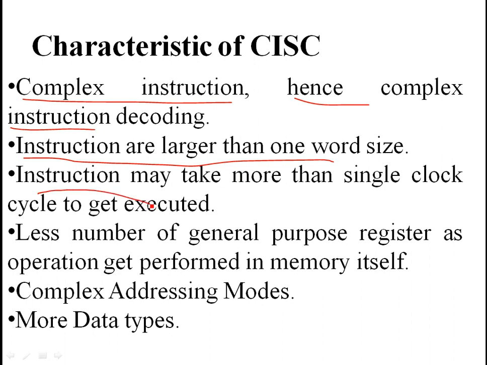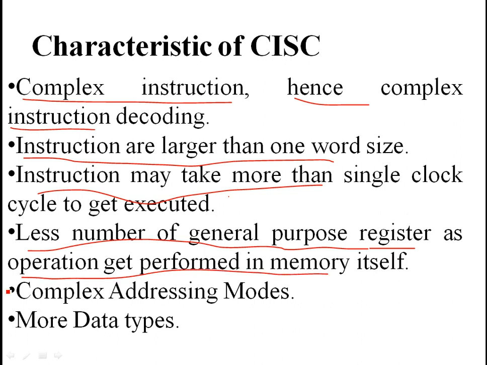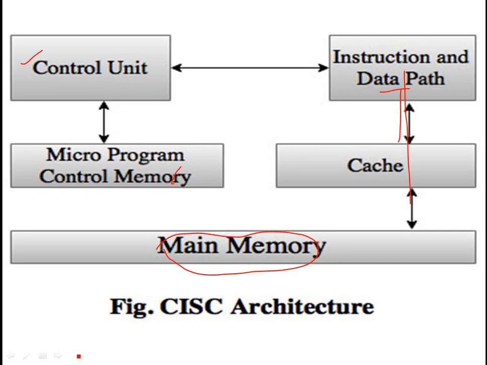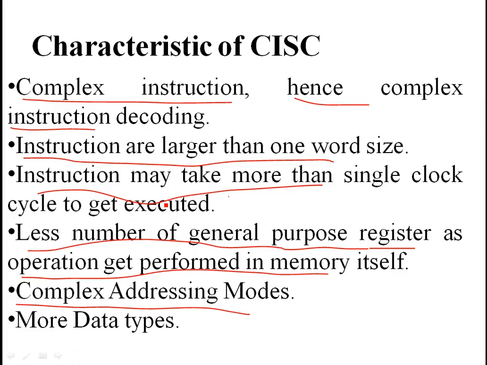So an instruction may take more than a single clock cycle. So in the CISC, it's not necessary that one instruction can execute in only one clock cycle. It can take more clock cycles as per the instruction size. Here we require a less number of general purpose registers, because as I said, all the work is performed by the memory. All the operations can be performed in the memory itself. It requires complex addressing modes and more data types. So these are the characteristics of the CISC architecture.